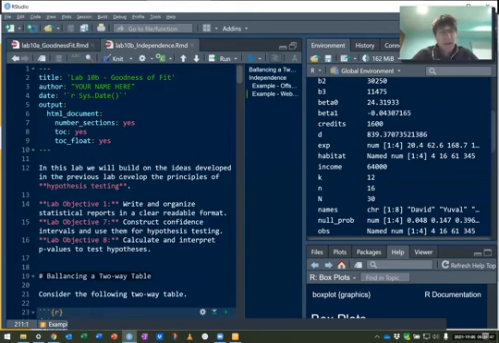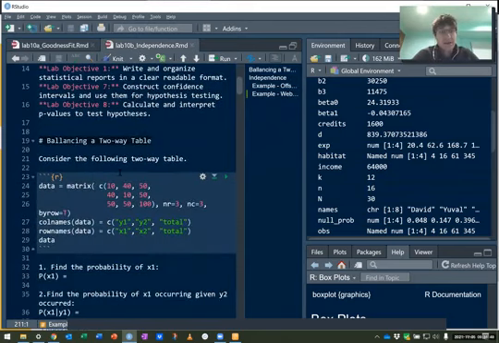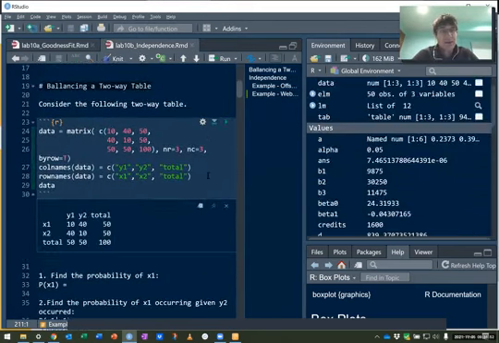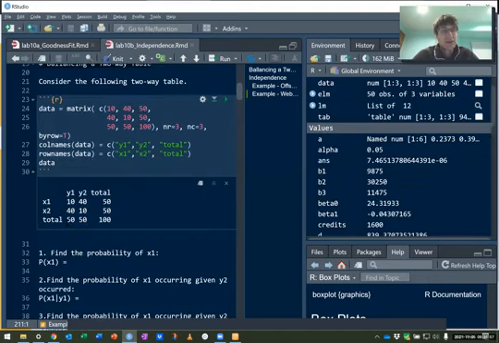So the way we're going to think about this first is to look at a two-way table that I've just made up. Here's a two-way table. Tell me what's the probability of x1 occurring. We have two variables, x1, x2, y1, y2. The probability of x1 is going to be the total amount of x1, which is 50. So 50 divided by 100.